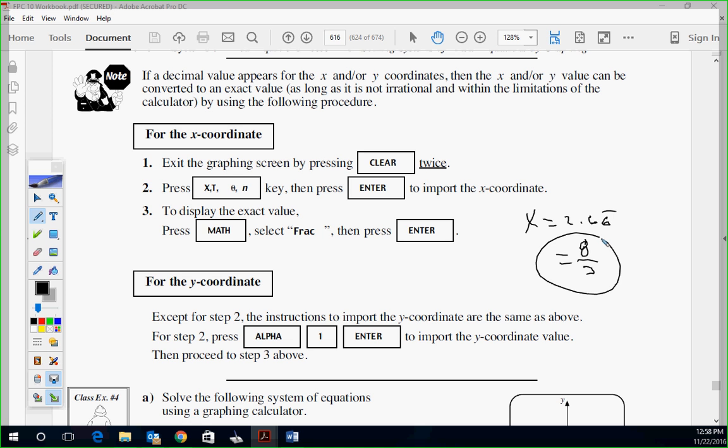Same thing for the y, but you hit alpha 1 enter to import the y coordinate. That's actually hitting the alpha key for the y letter, and most of you should get 2. Yours is probably going to be different because you had 10. I changed it to 3. So alpha 1, they said, is enter. Everybody good with that? Did you hit alpha 1? Did you hit 2? Should be good. Everybody's okay with that?